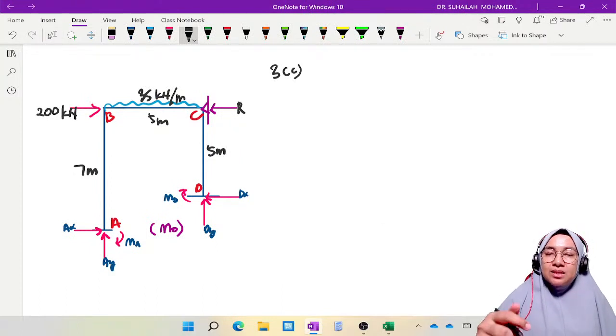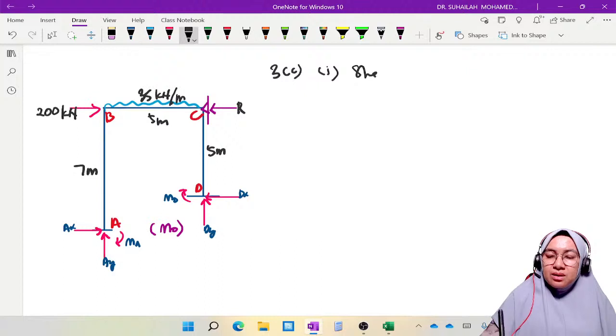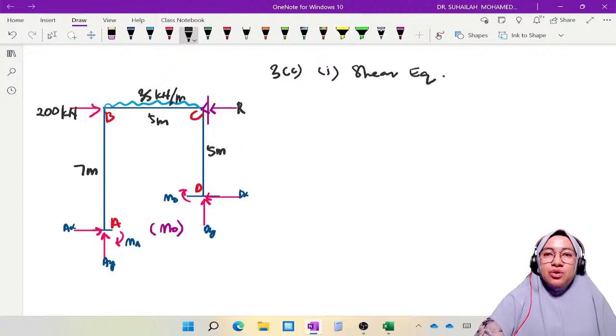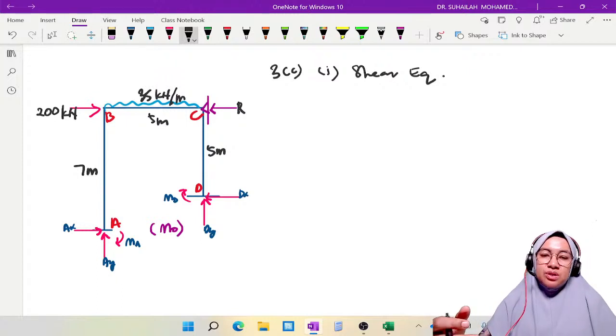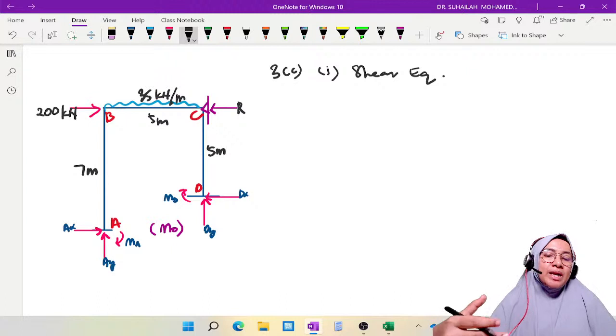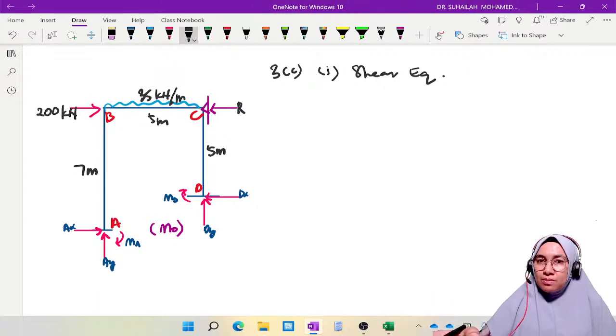Okay, we will analyze the restraining force using the shear equation. Why do we choose the shear equation? When we analyze a frame, our focus is the column.